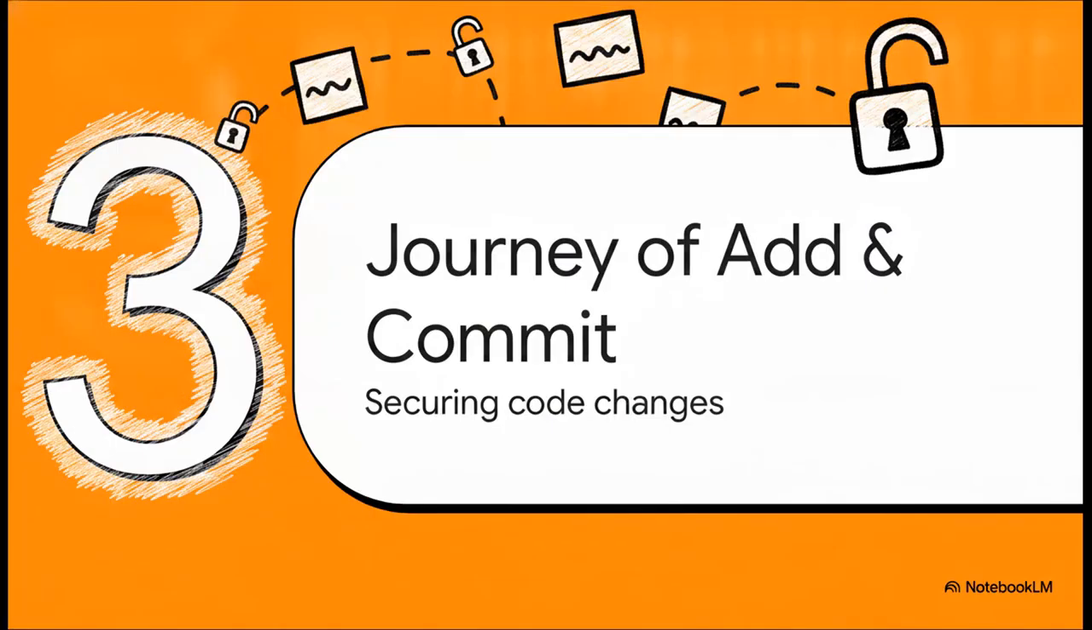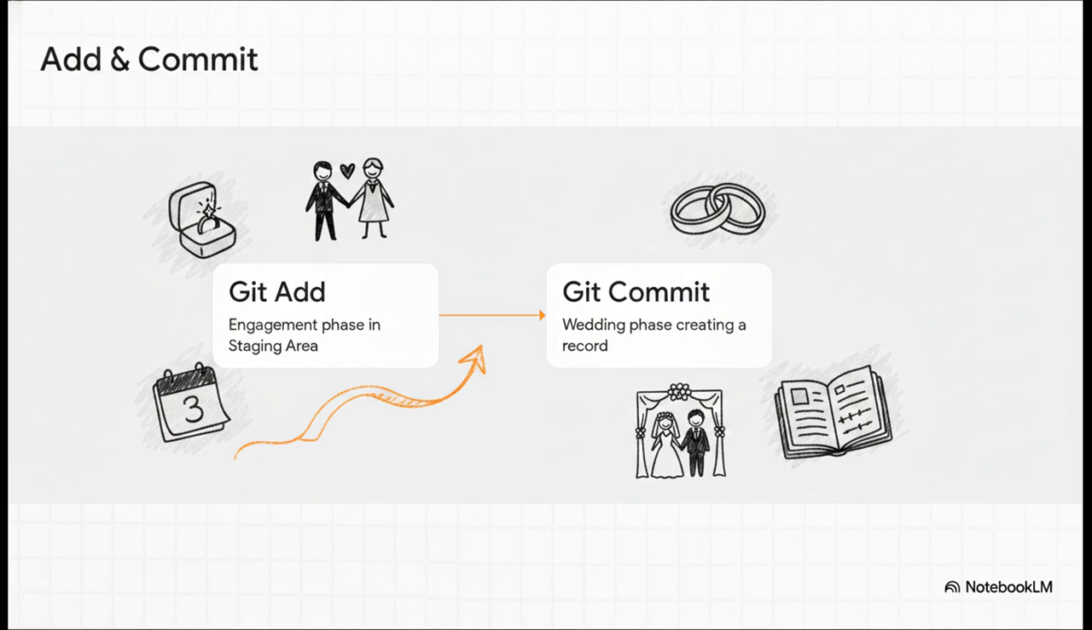Next up, section 3, the journey of add and commit, where we talk about securing your code changes. So here's the crucial part, actually saving your progress once you've written your code. Saving in Git happens in 2 incredibly relatable stages. Think of it like a major relationship milestone.